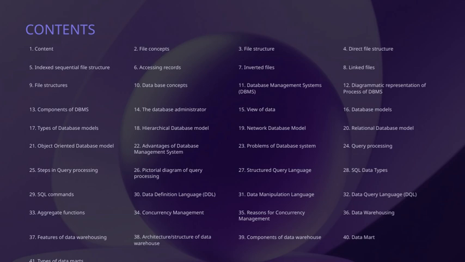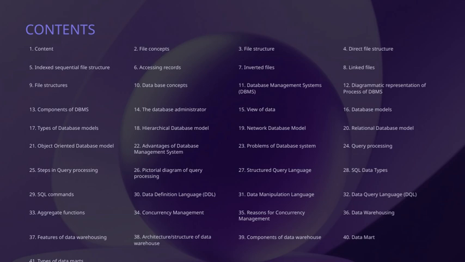Then we have Data Query Language, or DQL, which allows us to retrieve data efficiently, and SQL data types, which define the kind of data we can store, like integers, strings, or dates. Query processing is the process of interpreting and executing these queries, ensuring we get accurate results quickly. The relational database model is one of the most widely used, organizing data into tables with rows and columns, making data easy to access and manage.